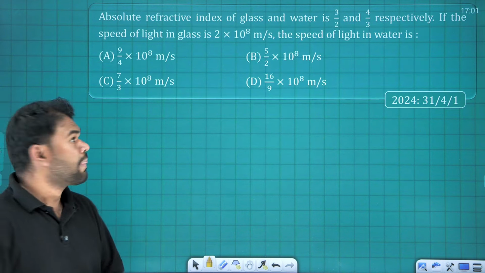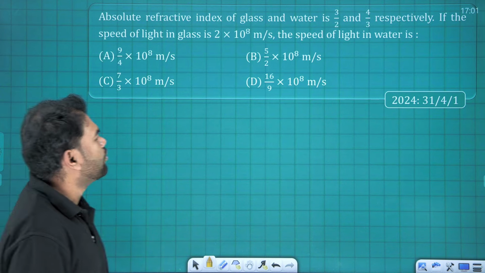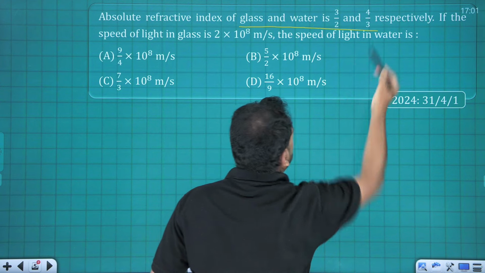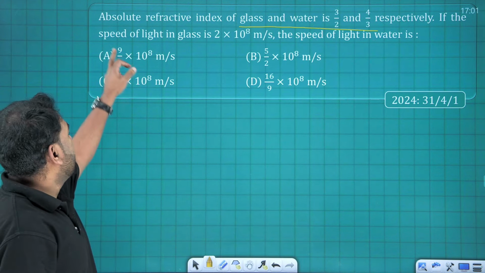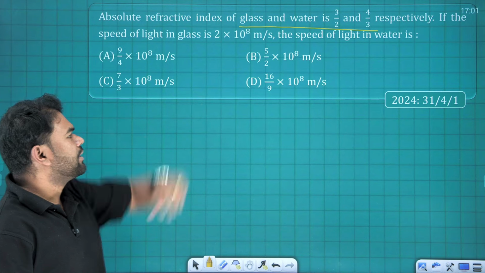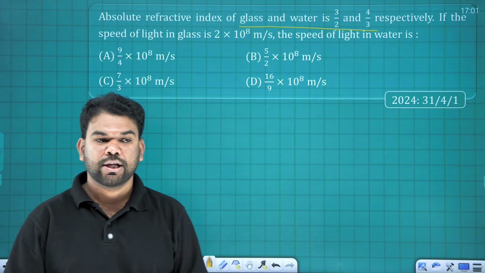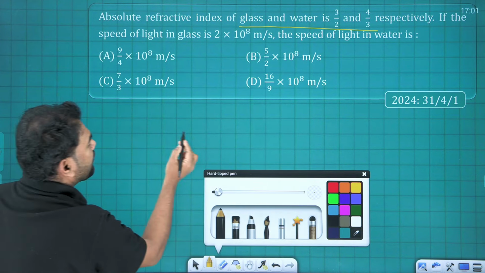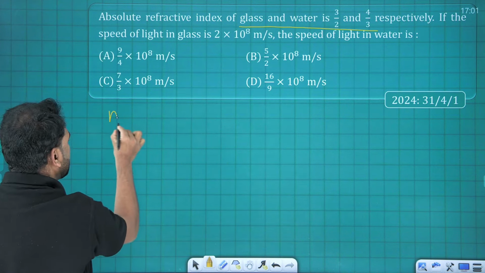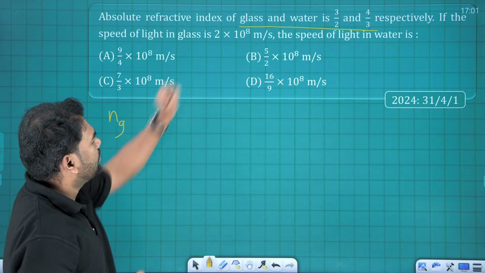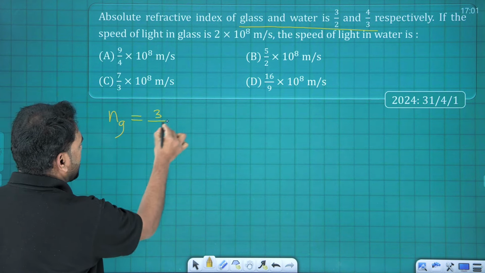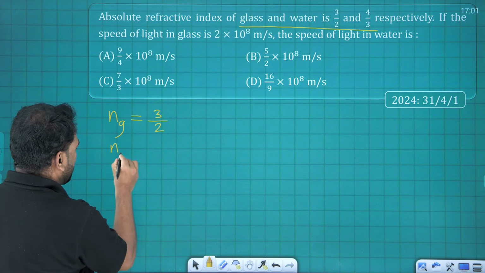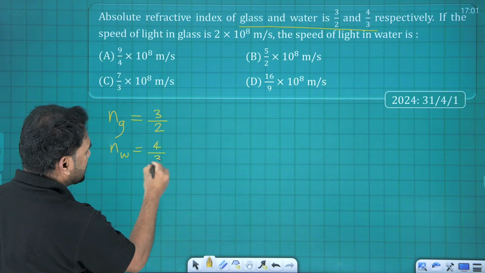Now next question. Absolute refractive index of glass and water. The given question says the absolute refractive index of glass and water are 3 by 2 and 4 by 3 respectively. If the speed of light in glass is 2 into 10 raised to 8 meter per second, you need to find out the speed of light in water. Now the values we can write: absolute index of glass is given, that means Ng. So the absolute refractive index of glass is 3 by 2, that is Ng equal to 3 by 2, and the absolute refractive index of water is given as 4 by 3. So we can write Nw equal to 4 divided by 3.